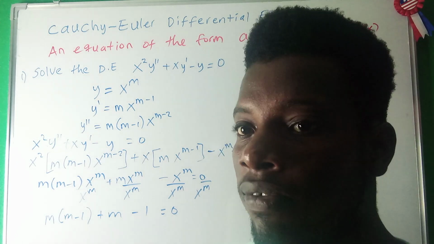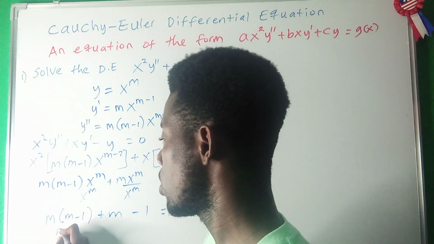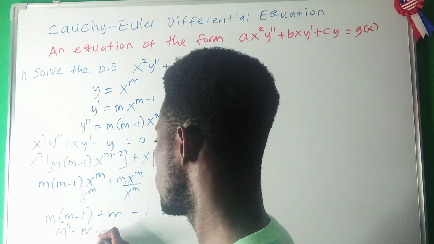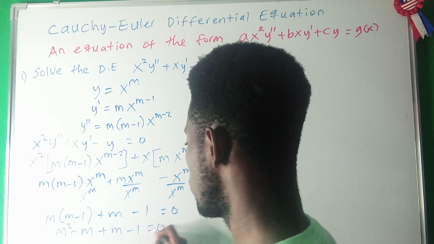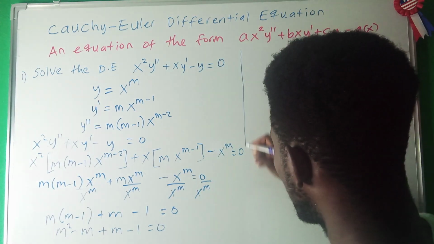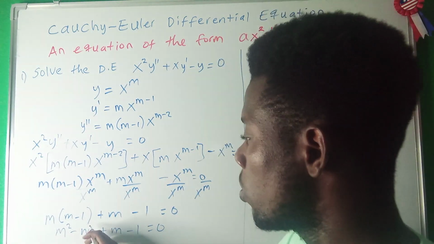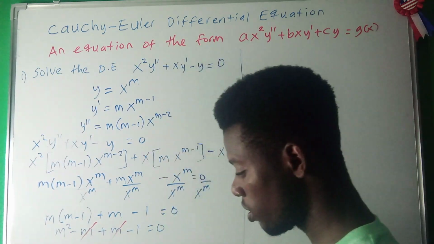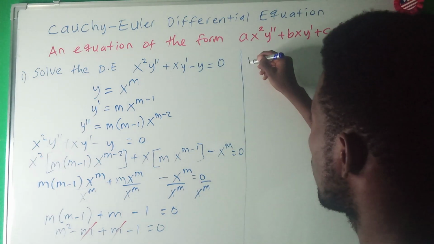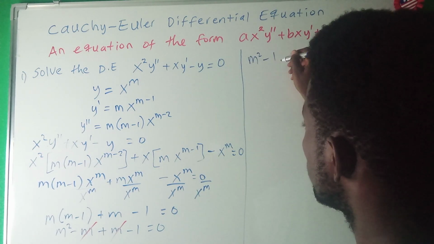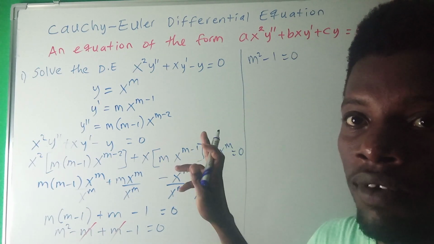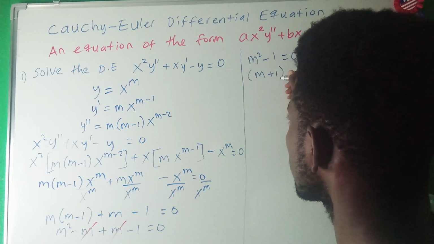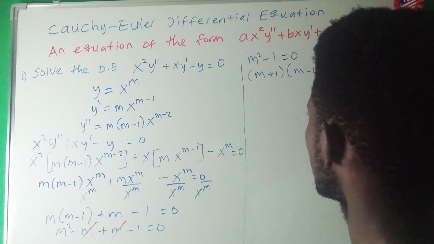Once we have that, we can simplify this equation. So m times m is m squared. M times -1 is -m plus m minus 1 is equal to 0. And after we have that, we can simplify. What happens here is that -m and positive m cancel out. So we just have m squared minus 1 is equal to 0. Once you have m squared minus 1 equals 0, you can factorize. So we have m plus 1, m minus 1 is equal to 0.